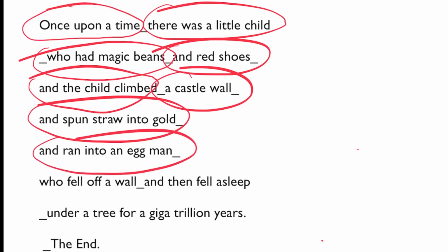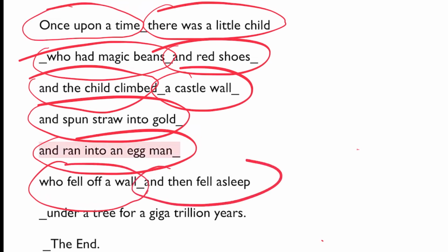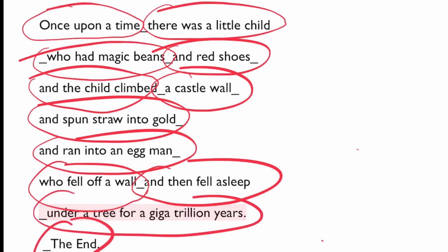You can see, and then ran into an Eggman who fell off a wall. It's spoken very quickly, but I think there are still groups of words there. And then, a bit crazy, under a tree for a gigatrillion years. So, okay, the end. So that's basically how Siri is dividing up the text. It sounds like it's all joined together. It's been separated a little bit in the way that it's been spoken.